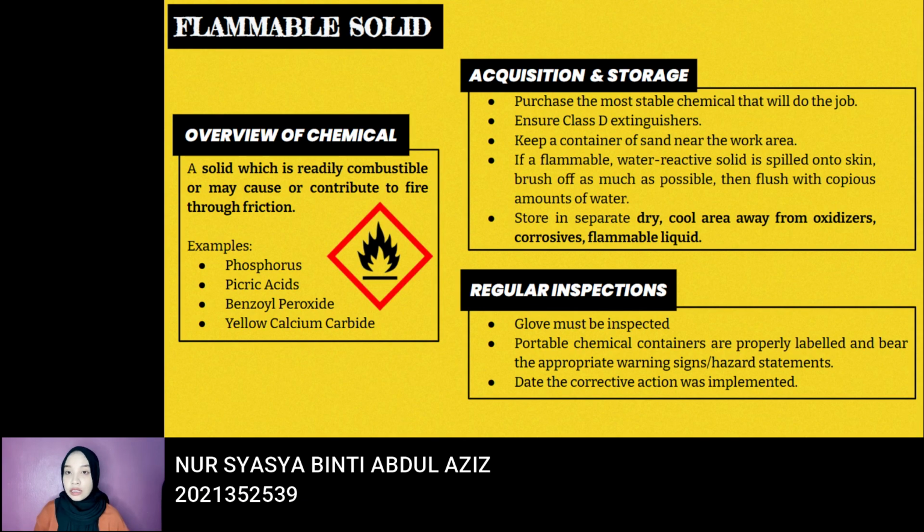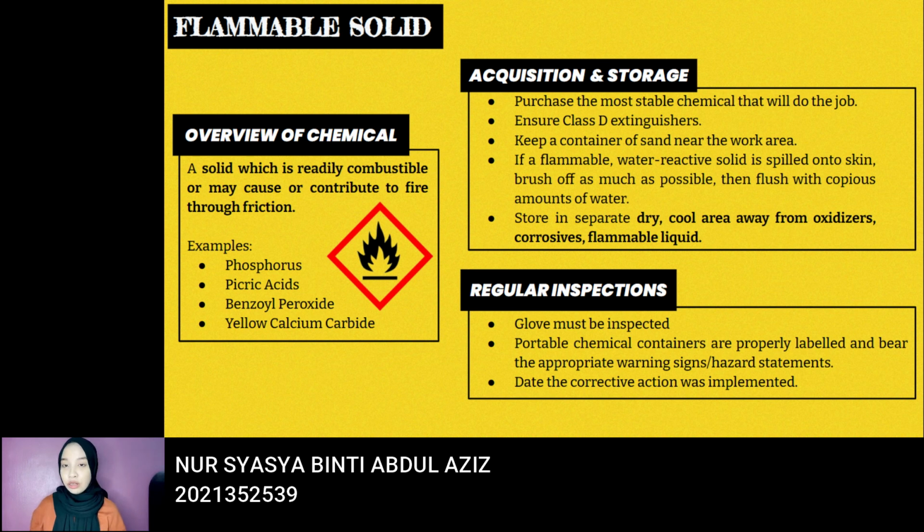A flammable solid is a solid which is readily combustible or may cause or contribute to fire through friction. Flammable solids are less easily spilled than liquids and are usually safer to handle. However, finely powdered flammable solids may form an explosive mixture if dispersed in air. Furthermore, if heated or involved in a fire, a flammable solid may melt into flammable liquids. For example, there are yellow phosphorus, calcium carbide, picric acid, and benzoyl peroxide.